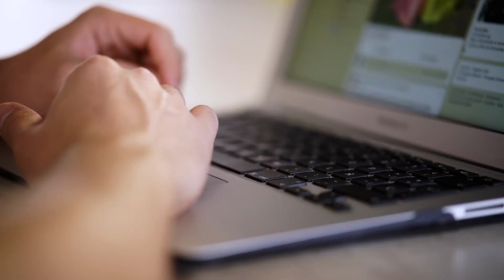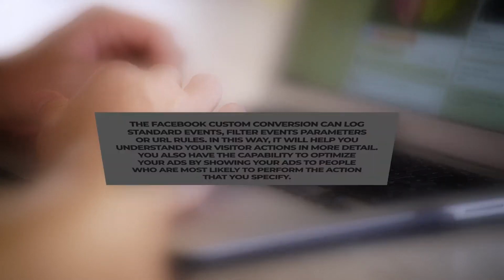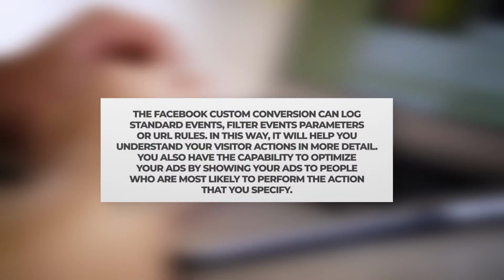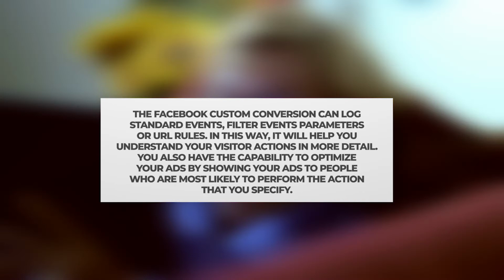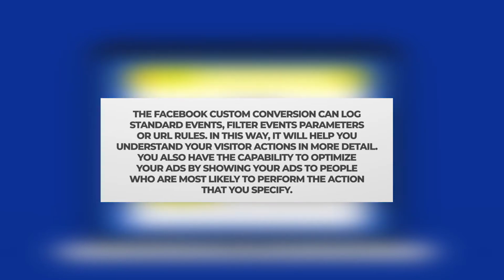As long as you have the Facebook pixel-based code in your website, with a Facebook custom conversion, you can log standard events, filter event parameters, or URL rules. In this way, it will help you understand your visitors' actions in more detail.